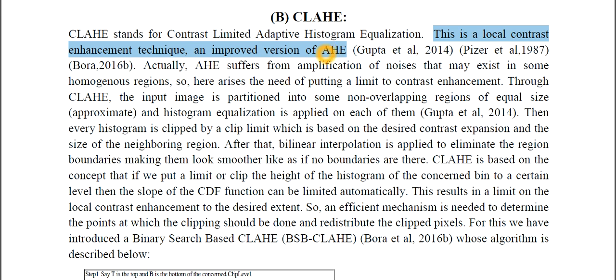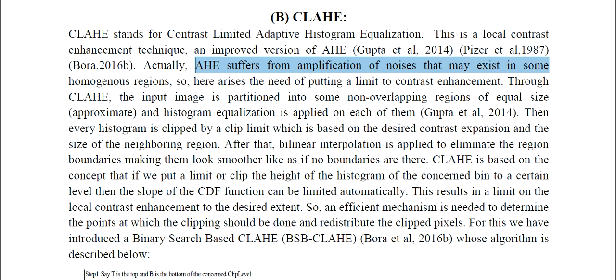In the last lecture, you have seen two main advantages of AHE, and one disadvantage of AHE also. So what is that disadvantage? AHE, that is adaptive histogram equalization, suffers from amplification of noise that may exist in some homogeneous region. So here arises the need of putting a limit to contrast enhancement. That's the way you can tackle the problem with AHE.